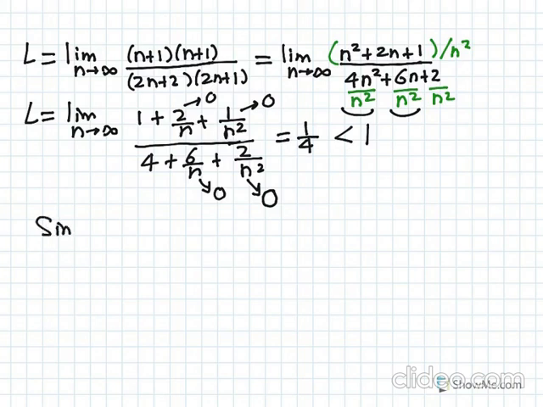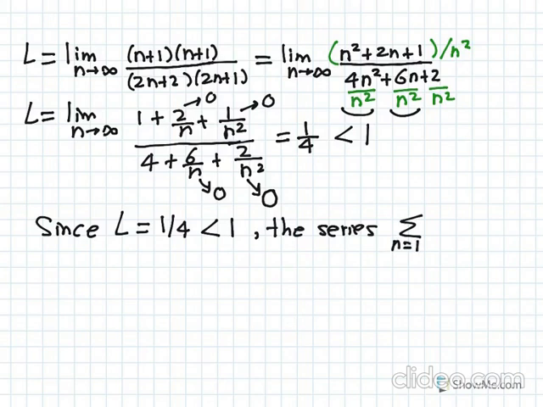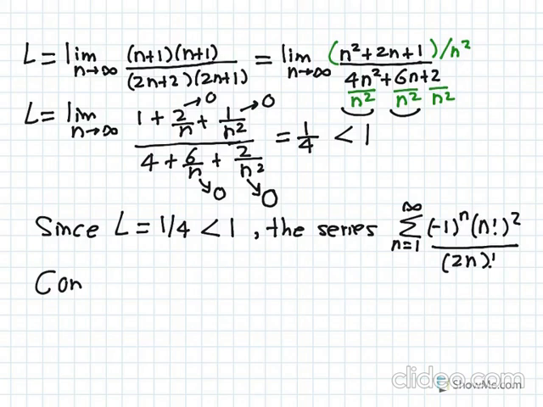So since L, the ratio, is equal to 1/4, which is less than 1, the given series, the series summation n equals 1 to infinity of negative 1 to the power of n times n factorial squared divided by 2n factorial, converges absolutely by the ratio test.